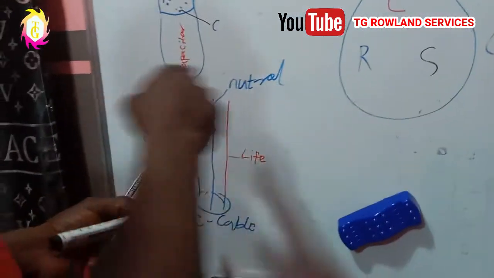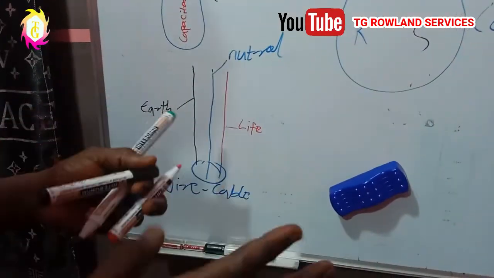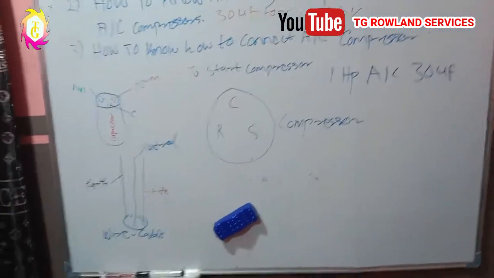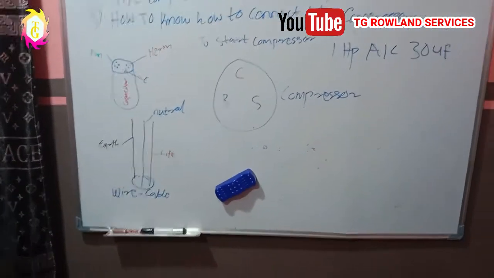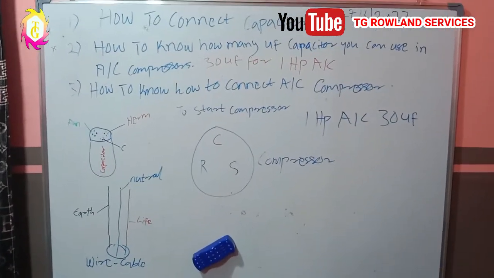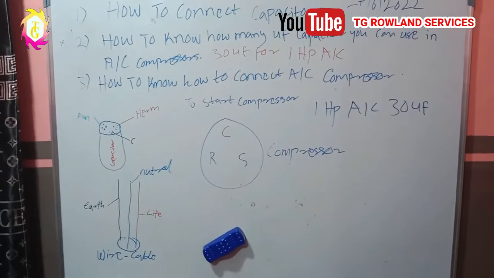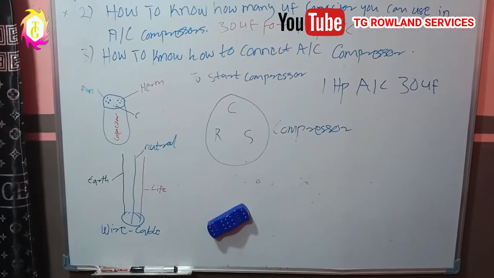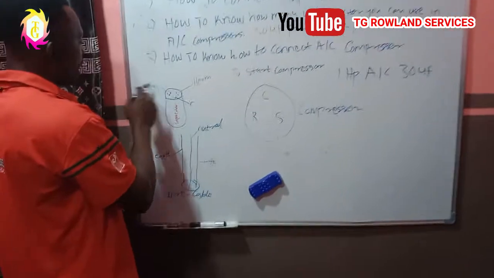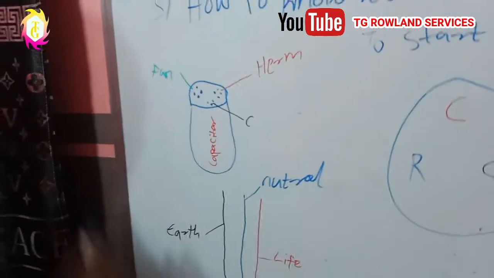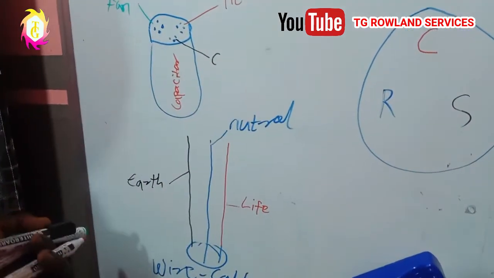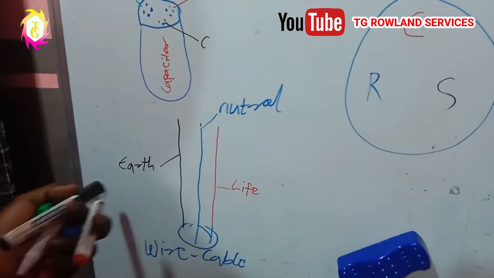Now, in this connection that we have today, we are trying to connect a capacitor to a compressor. I want you to understand the place we are and what we are doing. This is where we are right now. This is a capacitor, this is the fan line, and this is the ham, and this is the neutral line. Let's make it to be understood very well.